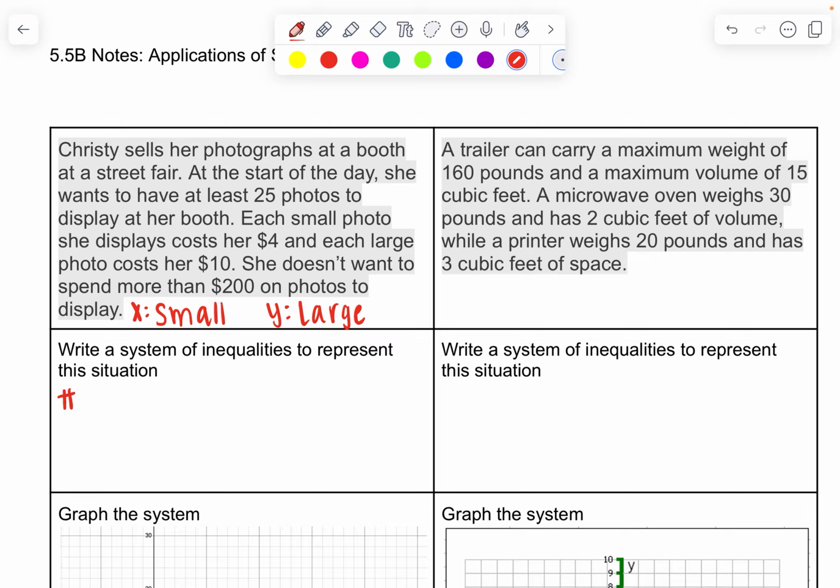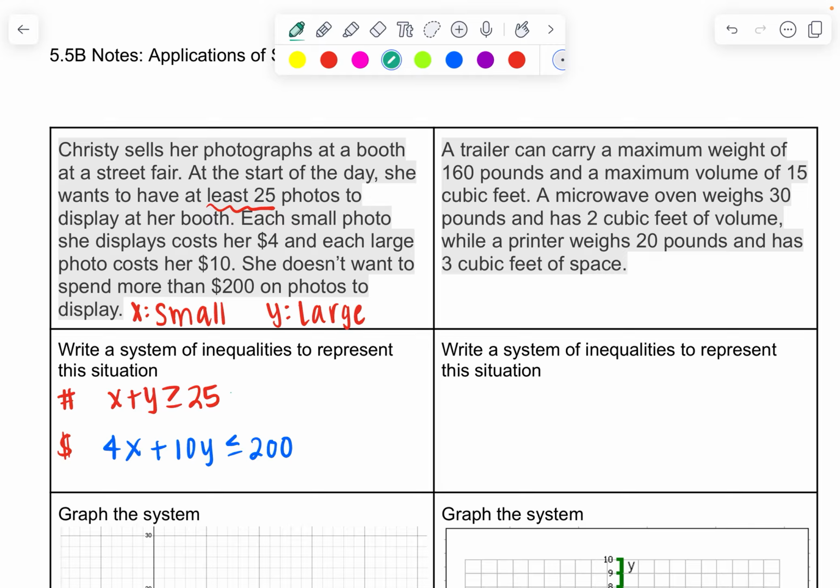So we have one for the total number and the total cost. Total number of photos, at least 25. At least means greater than or equal to. So X plus Y greater than or equal to 25. And then the total amount of money, $4 for each small, so that's 4X, plus $10 for each large, 10Y. No more than 200 means less than or equal to 200.